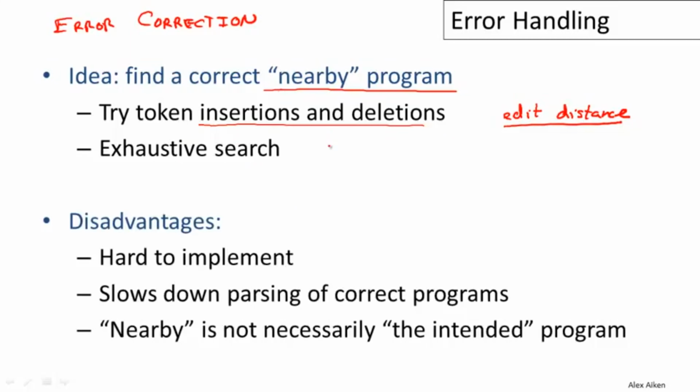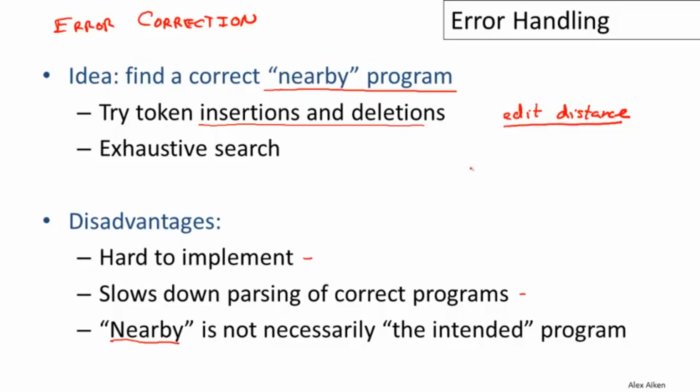And there are a couple of disadvantages to this, actually a number of disadvantages. You can imagine that this is hard to implement. It's actually quite complex. This will slow down the parsing of correct programs because we need to keep enough state around that we can manage the search or the editing in the case that we actually do encounter an error. And of course, nearby is not really all that clear what that means, and various notions of nearby may or may not actually take us to a program that the programmer would actually be happy with.